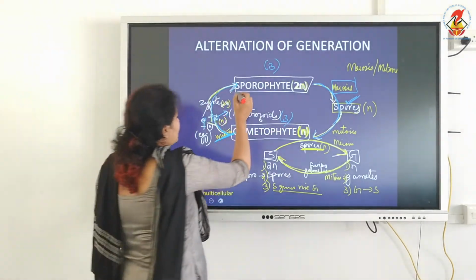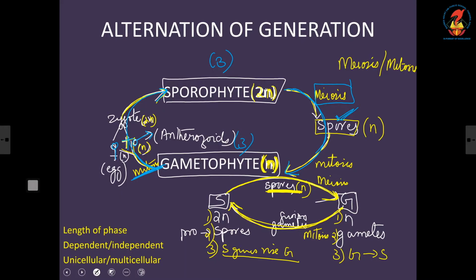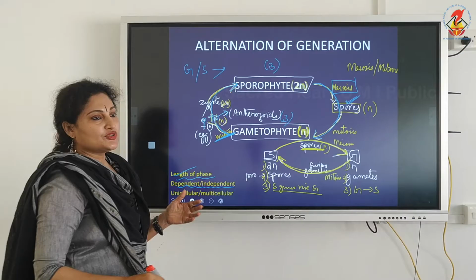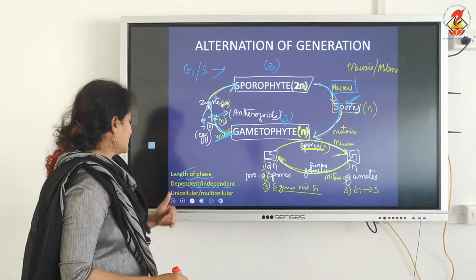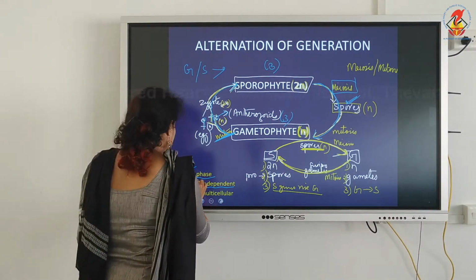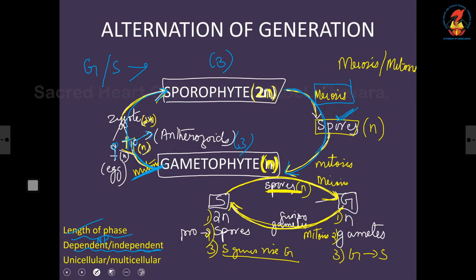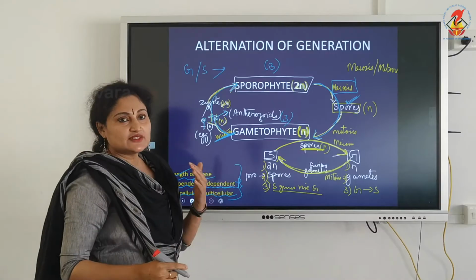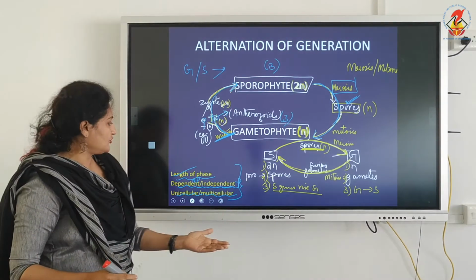Then there is the duration of each phase, gametophyte or sporophyte, and whether they are dependent or independent. Here dependent means they depend on others for nutrition, that means they are non-photosynthetic, and independent means they are photosynthetic. Whether they are unicellular or multicellular varies from division to division. We are going to analyze the different divisions, algae, bryophytes and pteridophytes, in this video.